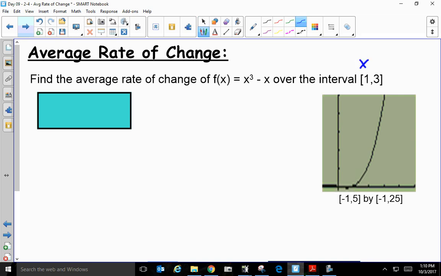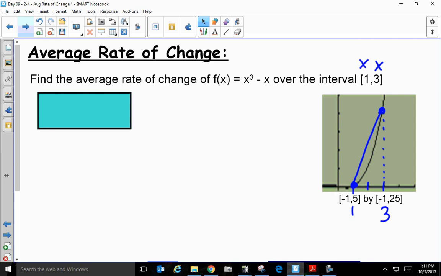That's when x equals 1, which is right here. That's 1. And here's when x would equal 3. 2, 3. All right, I want to find the average rate of change from this point to this point. Yes, and that's really pretty much a slope from here to here. That's all we're doing. Okay?